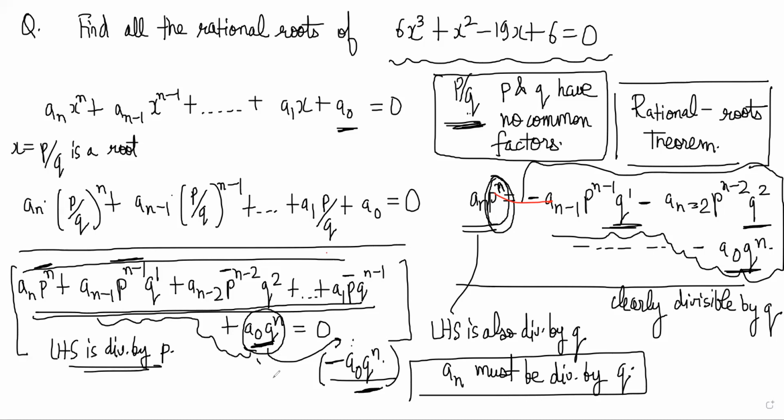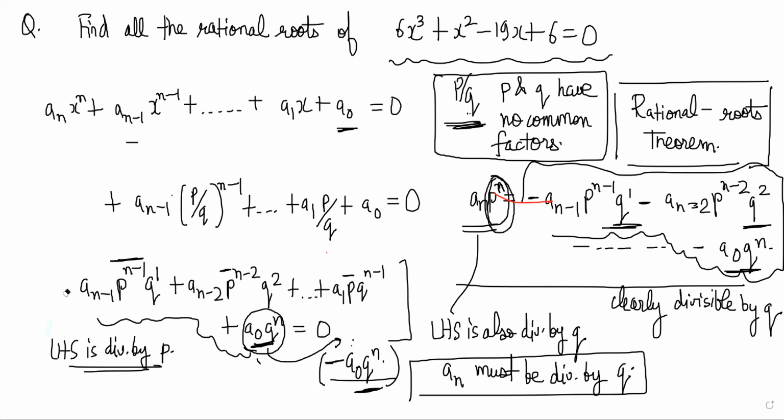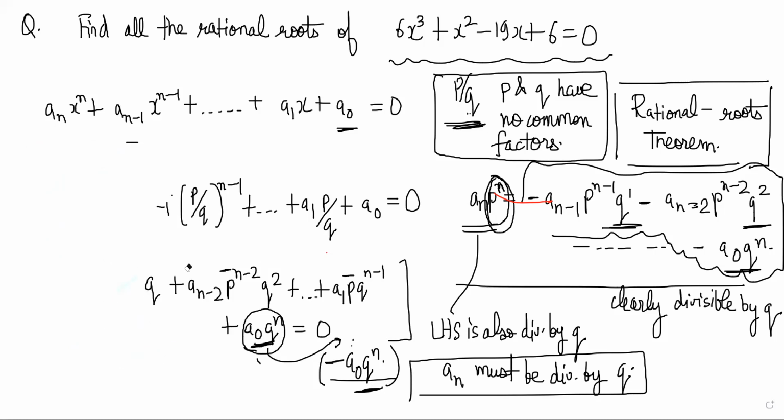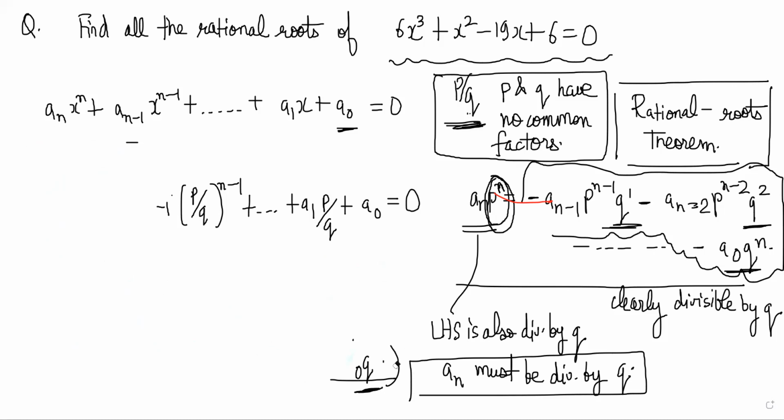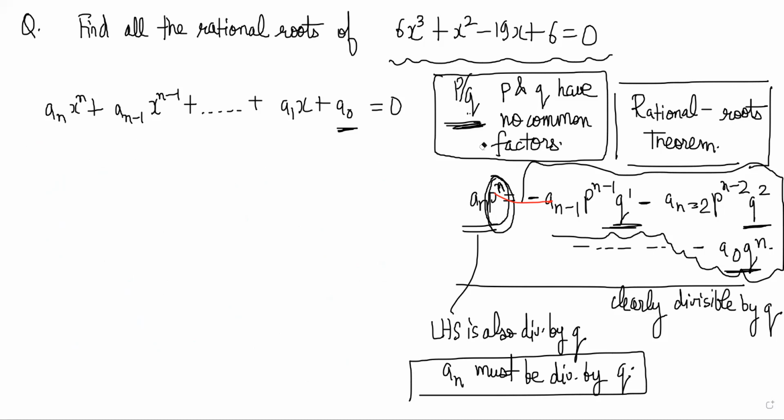Once you know this, you have to apply this in different situations. Basically, it's a very useful theorem. The only condition on this theorem is that the coefficients are integers. All the coefficients have to be integers. Then we can use this theorem: if p by q is a root, p divides a naught and q divides a n.